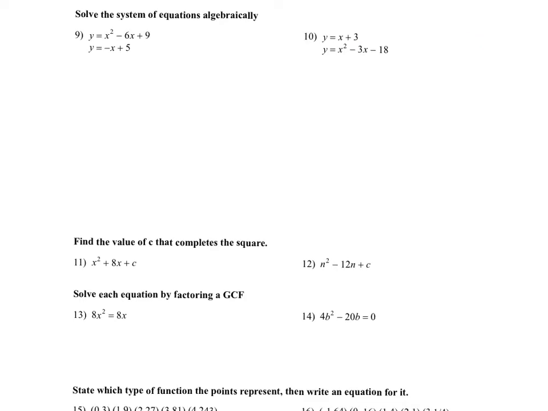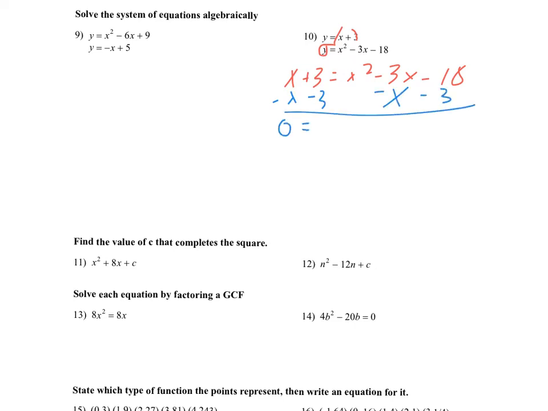All right, next up, I'm going to have to solve this systems of equations. So I'm going to take this and plug it in for y over there. So it's x plus 3 equals x squared minus 3x minus 18. Now I'm going to get one side to 0, so I'm going to subtract x and subtract 3 from each side. So I get 0 equals x squared minus 4x, and then minus 21.